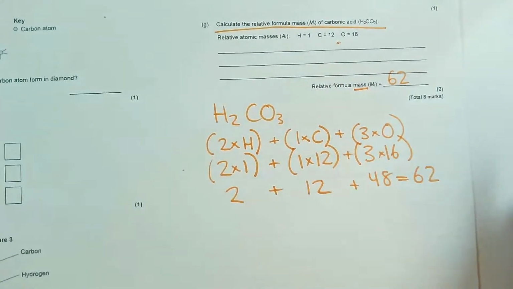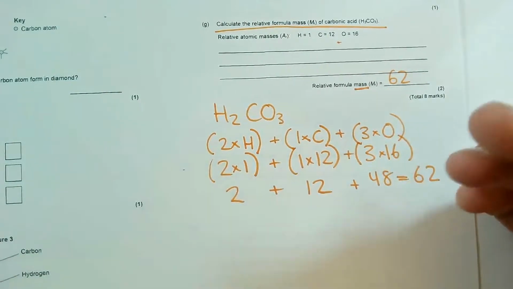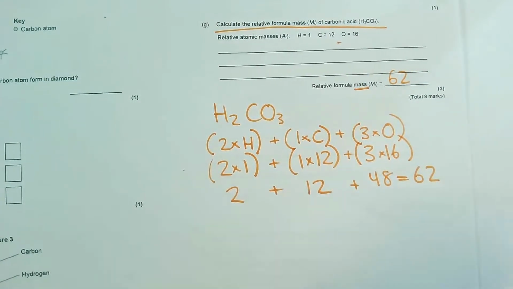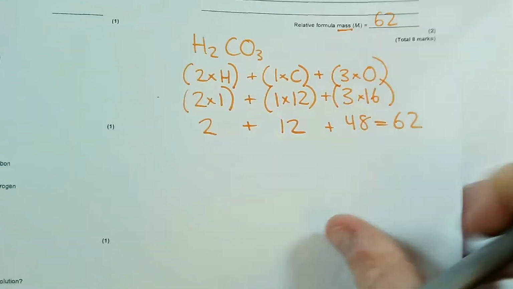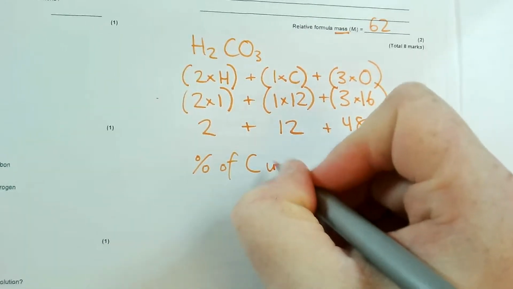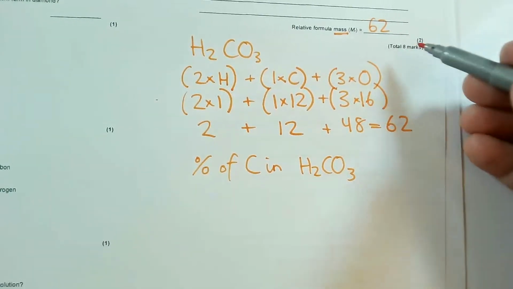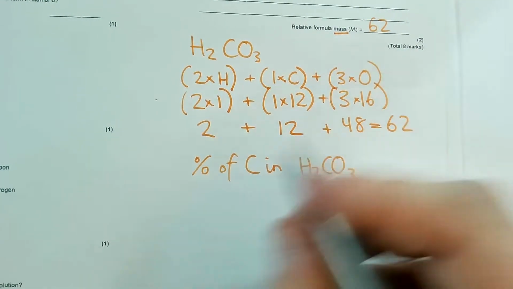Okay, there you go. Again, no such thing as a non-calculated science paper. Don't be afraid to put it in. Now, where can this go to? The only other thing that you can say is, what is the percentage of, say, carbon in carbonic acid? The first thing you need to do is exactly what we've just done here, the RFM.